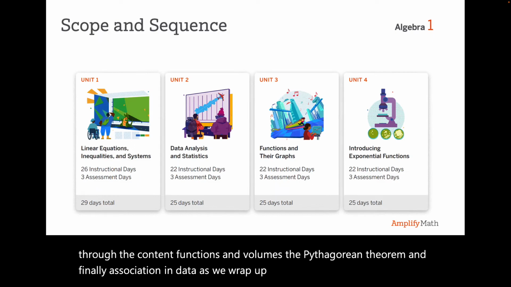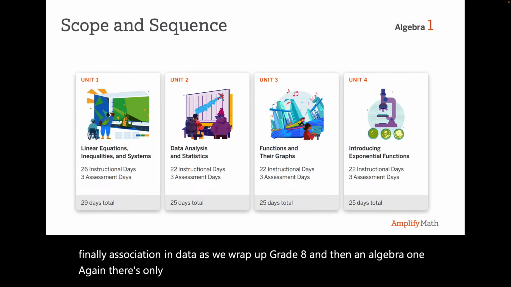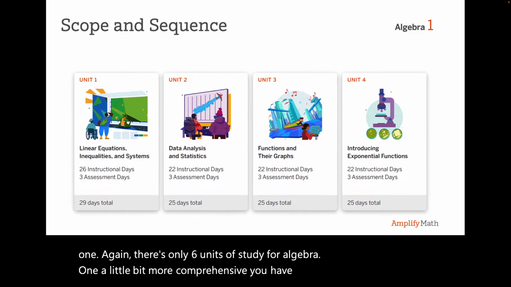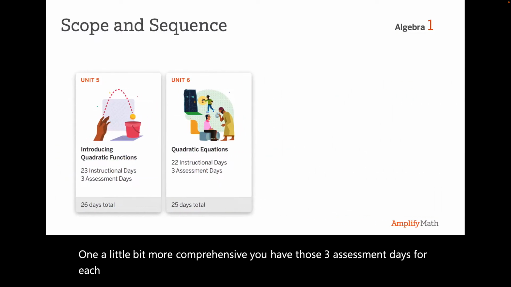And then in Algebra 1, again, there's only 6 units of study for Algebra 1, a little bit more comprehensive. You have those 3 assessment days for each unit as we wrap up those 6 units, ending with quadratic equations.